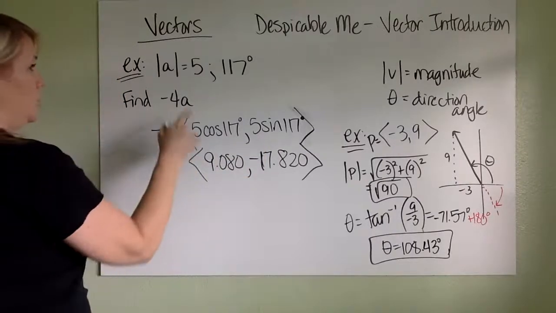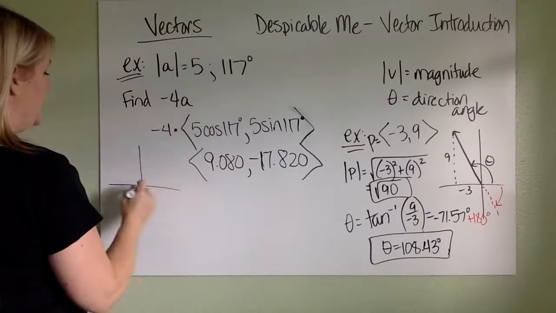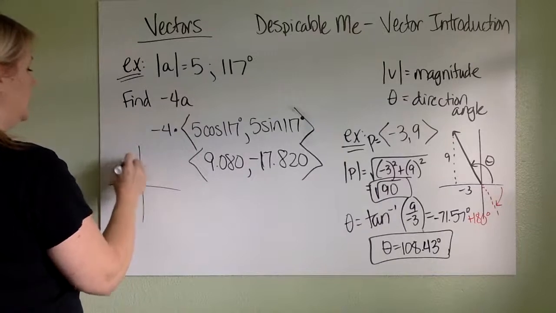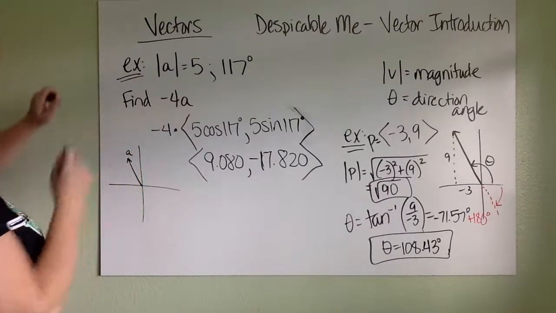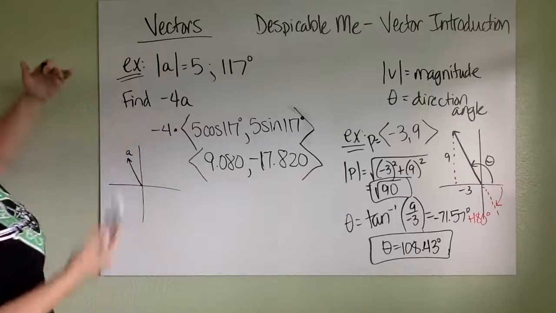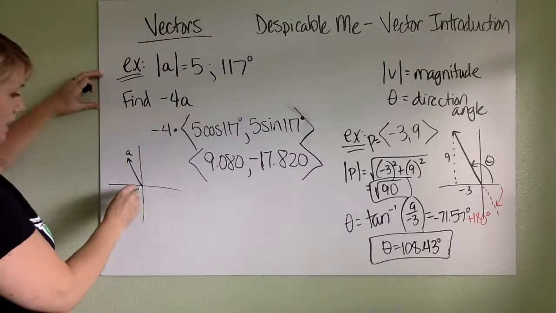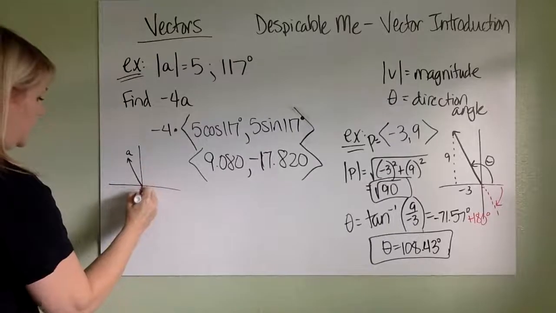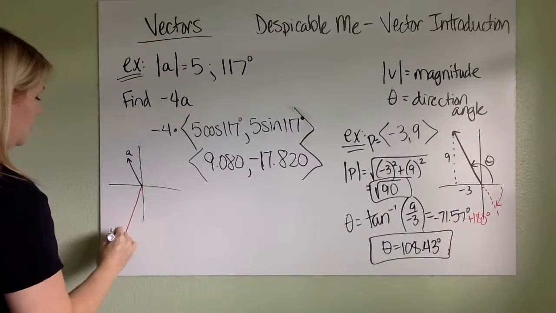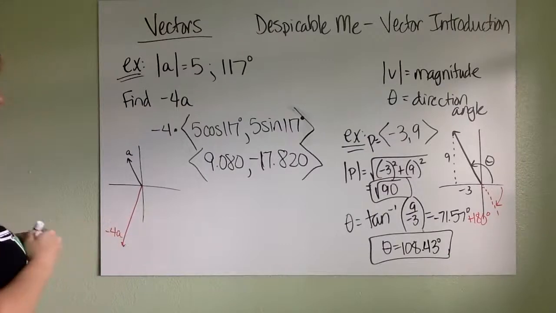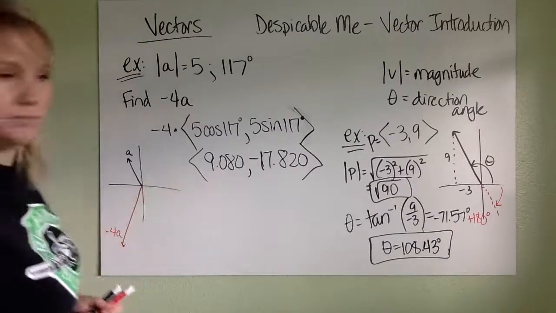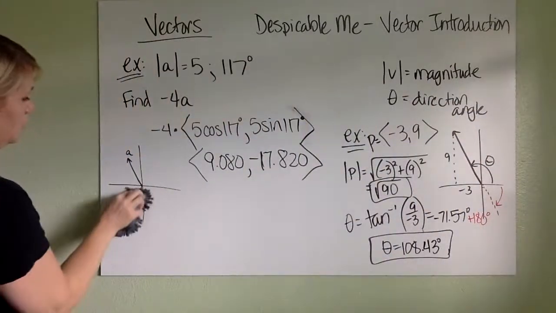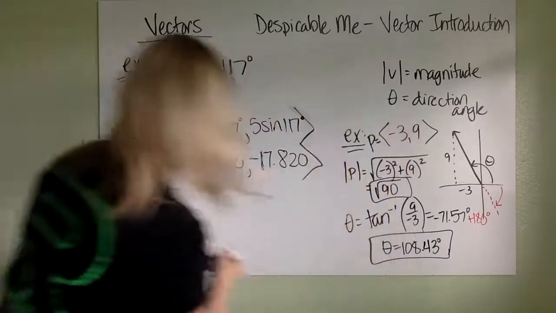Okay, so originally our A vector was here, right? This is A. And then multiplying that by a negative 4 makes it longer, but it also reflects it upside down. So negative 4A would be like right here, right? Sorry, not there. Here.